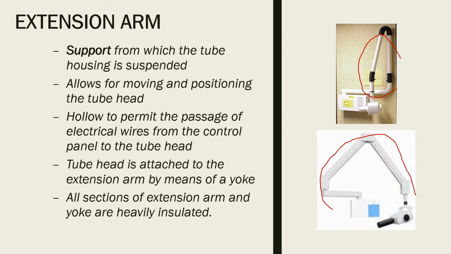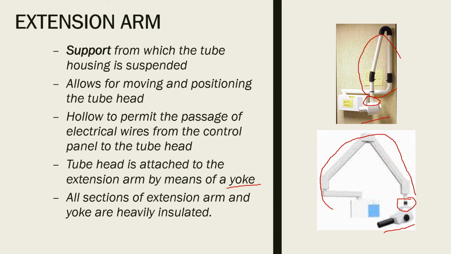The tube head, which is this one and this one, is attached to the extension arm by means of a yoke. So the yoke will be in this part and this part. The yoke allows the tube head to move a full 360 degrees around. So it lets the tube head revolve 360 degrees horizontally, or it can be rotated vertically within the yoke.